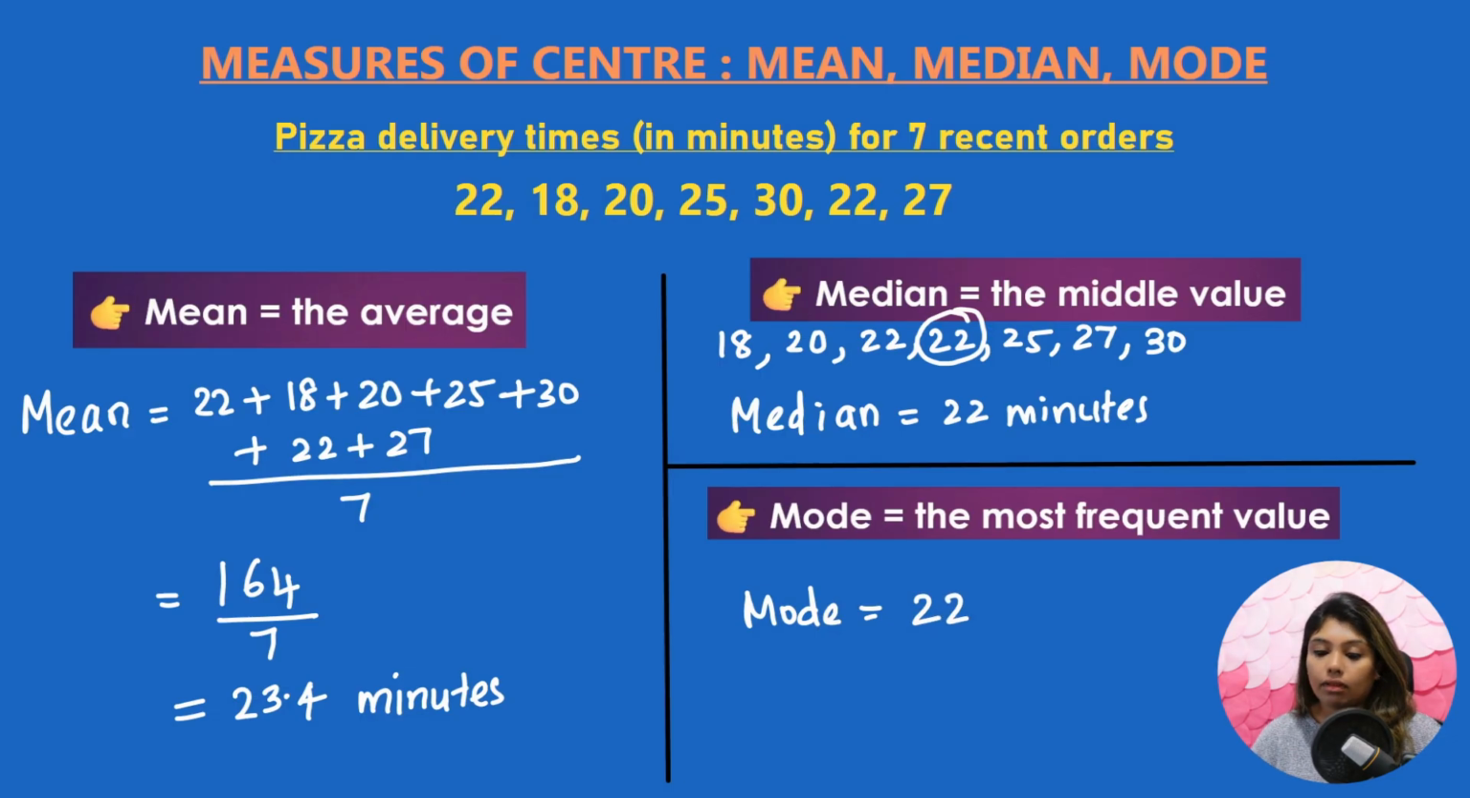That is it. The mean here is 23.4 minutes. It says that's the average time that the driver takes to reach the customer, which means that is the average waiting time for your customers. Median is 22 minutes, which is the middle value of the data set. And the mode is 22, which means the most common waiting time is 22 minutes.